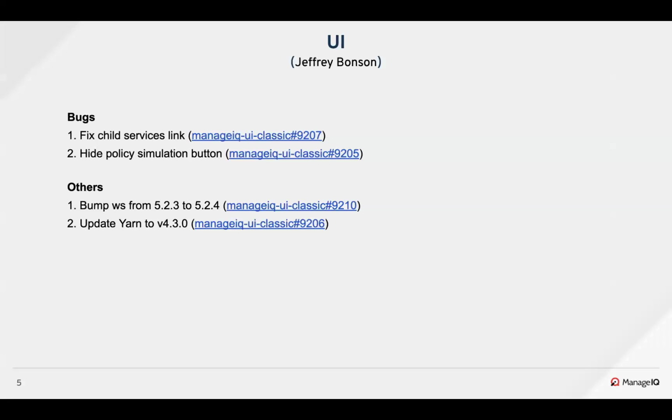In Sprint 240, a total of 4 PRs got merged into the UI Classic repository, out of which 2 are related to bug fixes and 2 others. I can explain about them in the following slides.